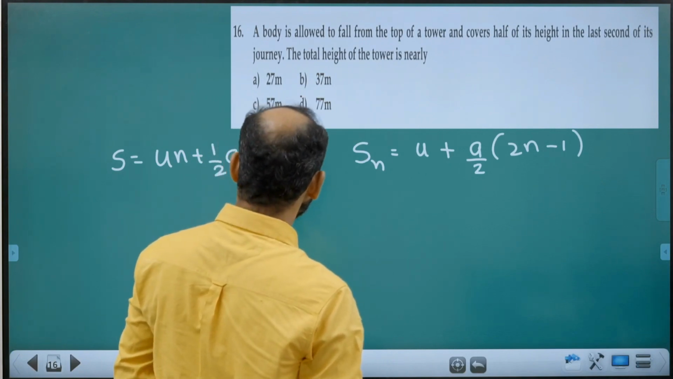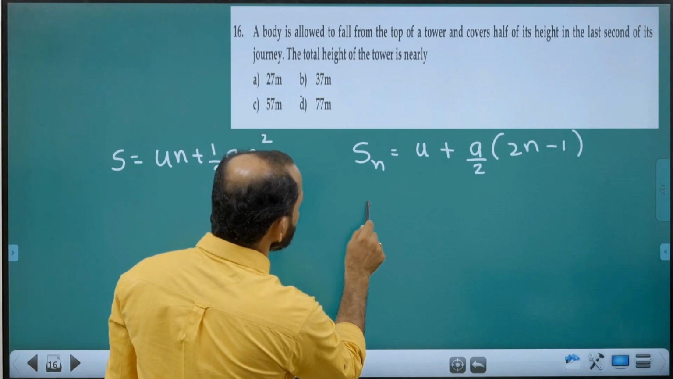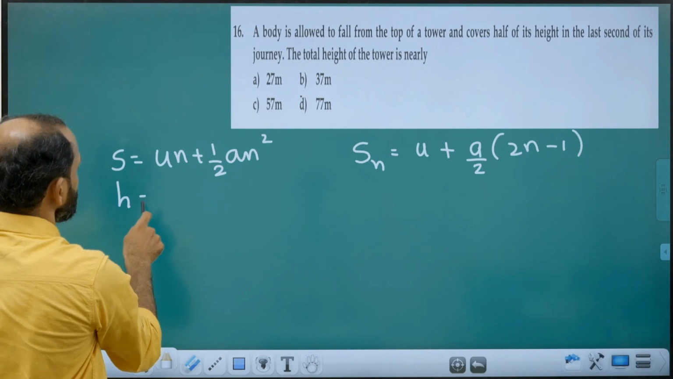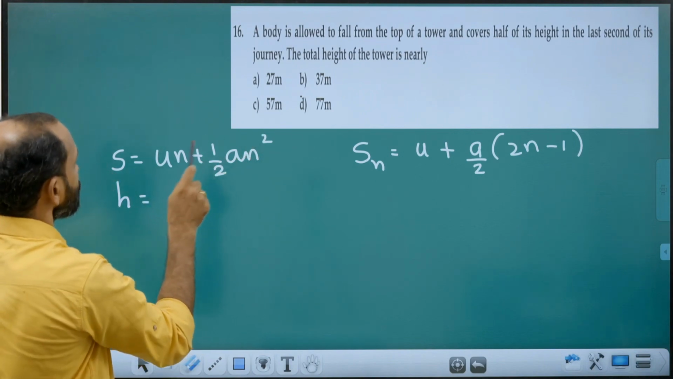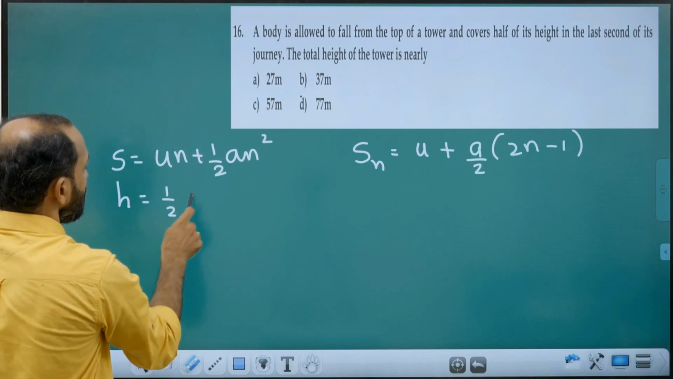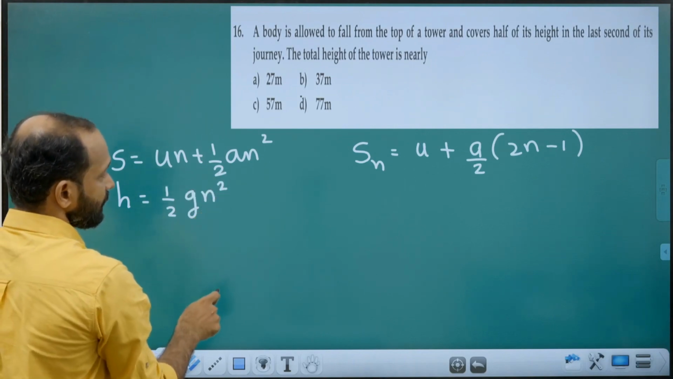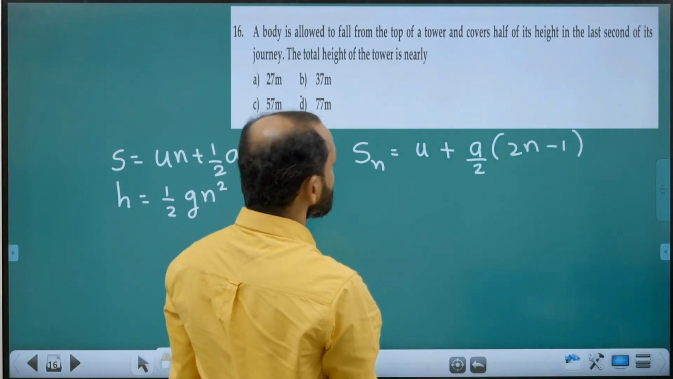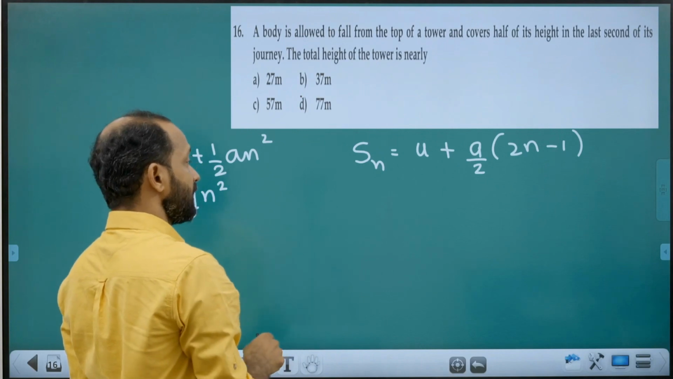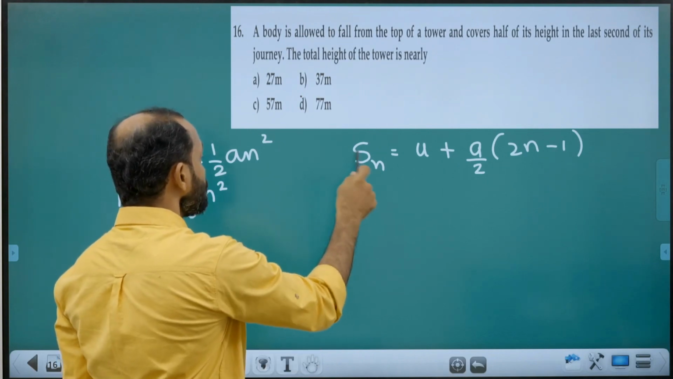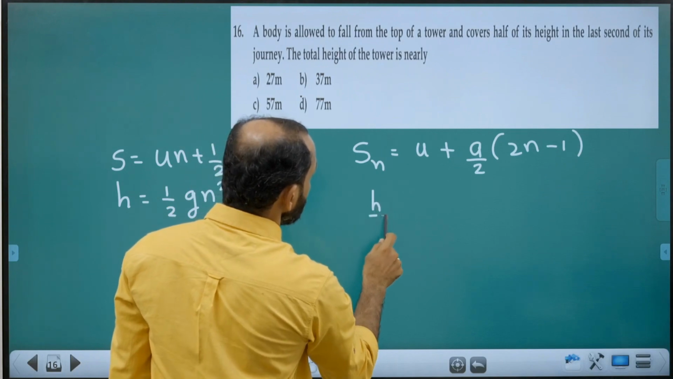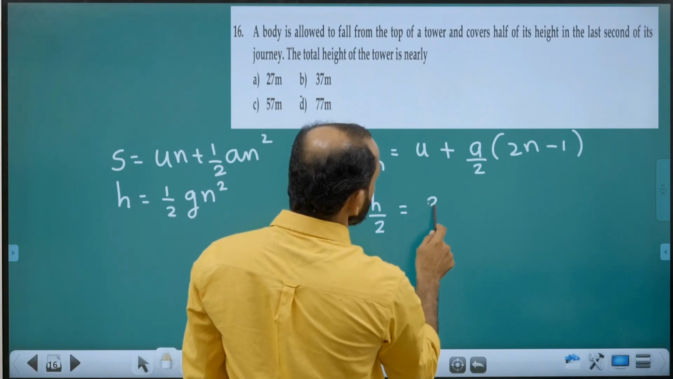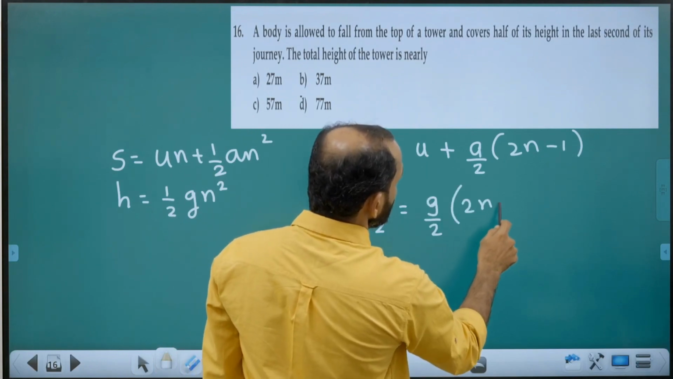Now here, if you are using the height of the tower as h, and also starting from rest, you can write it as half g n square. Here, what about this one? It covers half of the height in the last second. Half of the height means what? Total height is h, half of the height is h by 2. With u as 0, you get g by 2 into 2n minus 1.